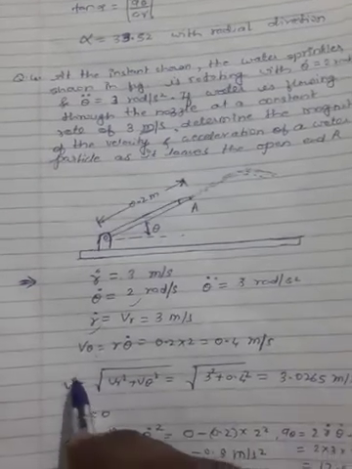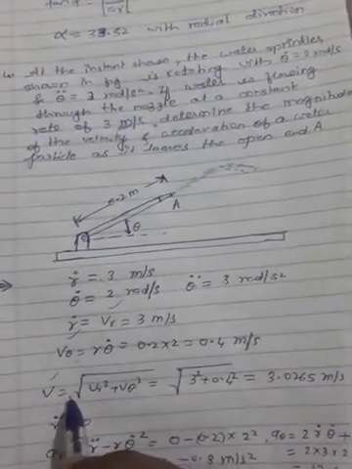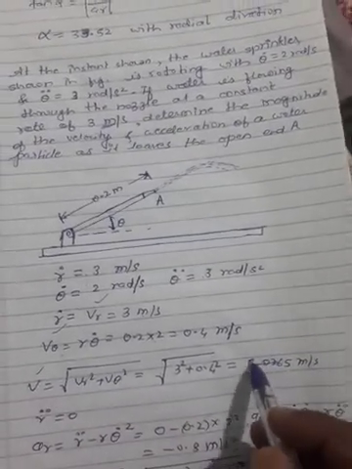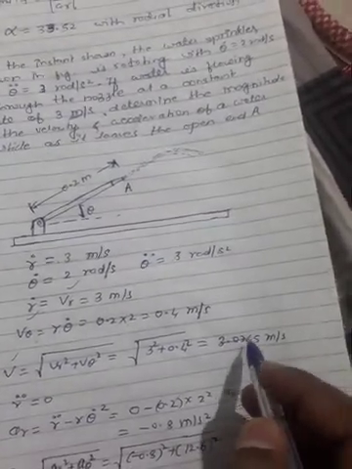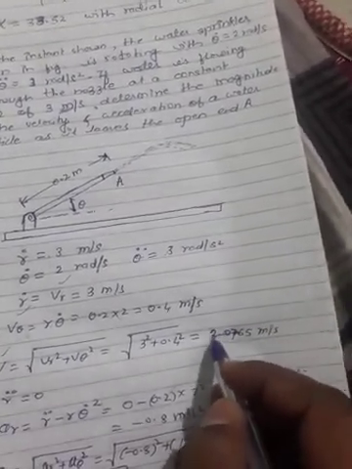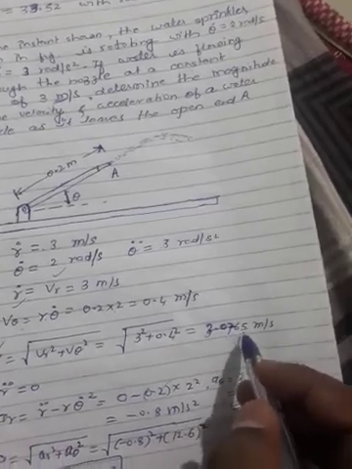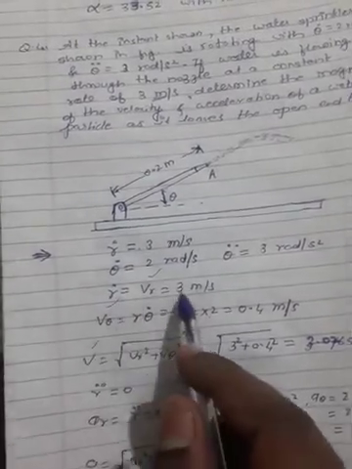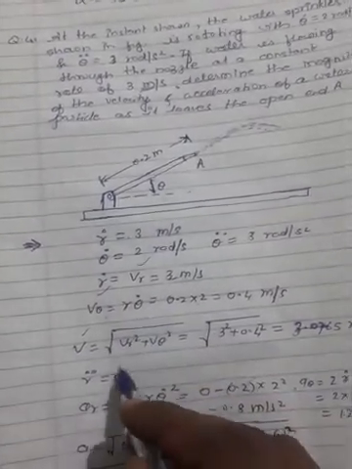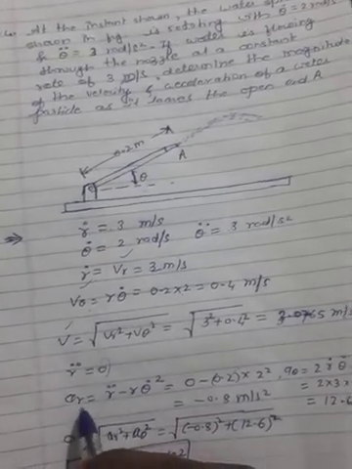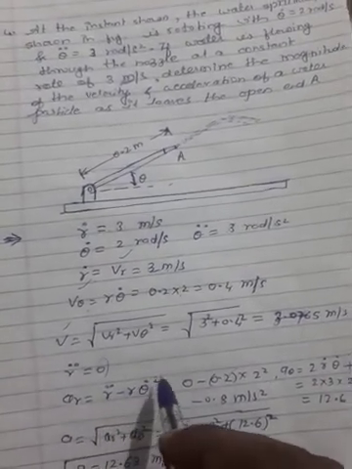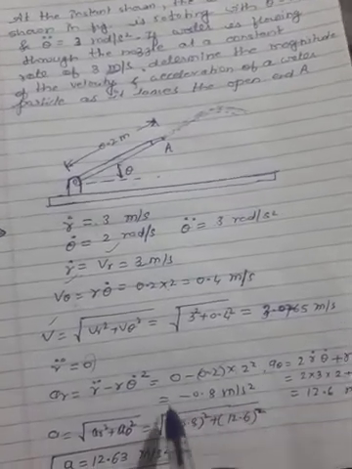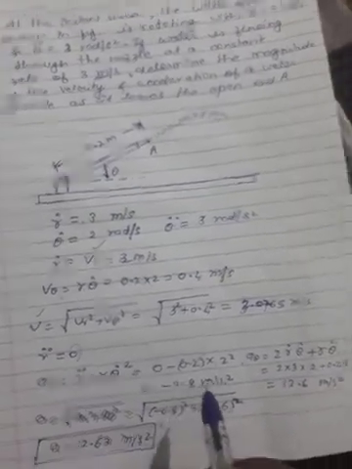So I am calculating the magnitude of velocity, that is the root of vr square plus v theta square. After putting the values, I will get 3.0265 meter per second. Similarly, if I calculate r double dot, this is a constant, so after differentiating it will become 0. So ar equal to r double dot minus r theta dot square. So 0 minus 0.2 into theta dot 2 square. I will get ar as minus 0.8 meter per second square.